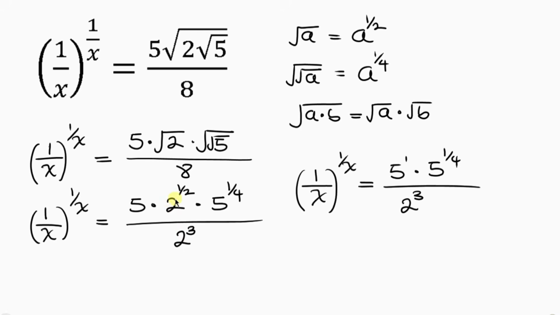Now I'm going to be bringing this 2 to the power of half downwards. And when it comes downwards, the power, which is the exponent, becomes negative. So negative 1 over 2. That is it. Now we apply the law of indices that says when I have a to the power of m times a to the power of n, this can be written as a to the power of m plus n. So we apply that here and here.